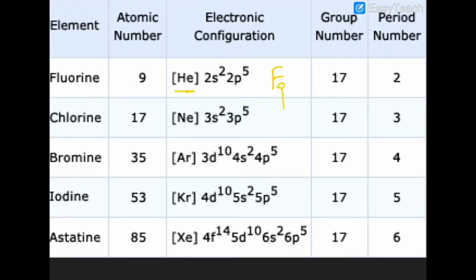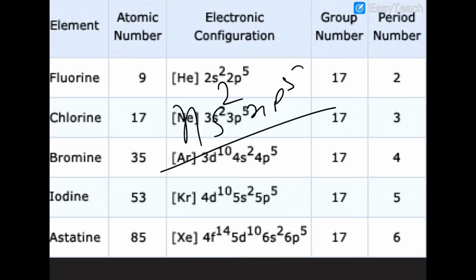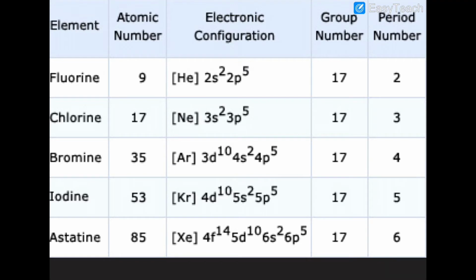So helium stands for 1s2. The outermost configuration is ns2 np5. What is that? ns2 np5. I am repeating once more: the outermost configuration is ns2 np5 in the case of halogens, following the noble gas core. Are you getting that or not?